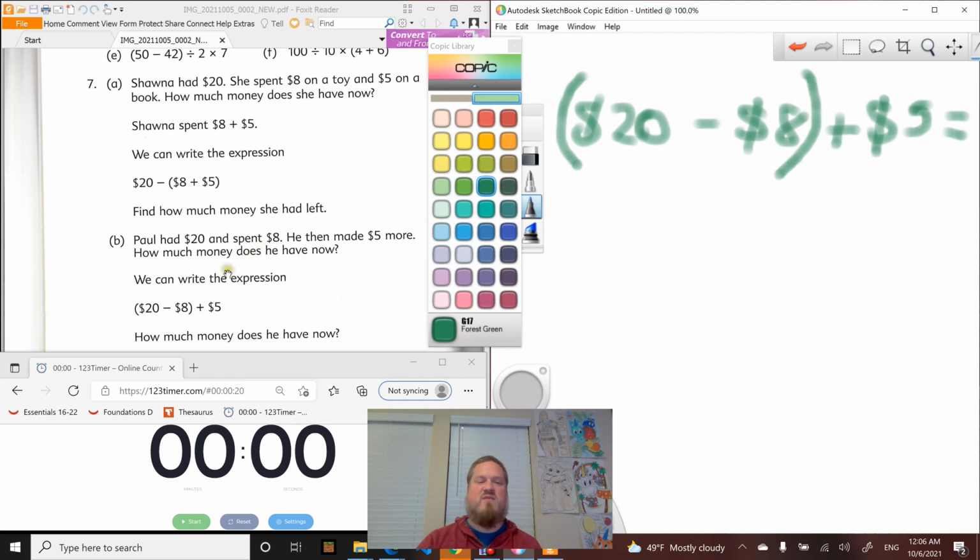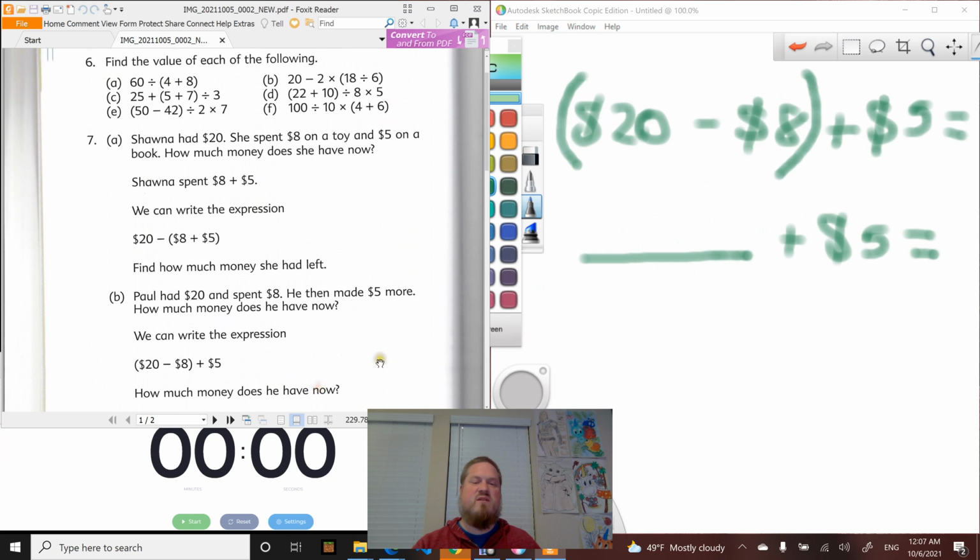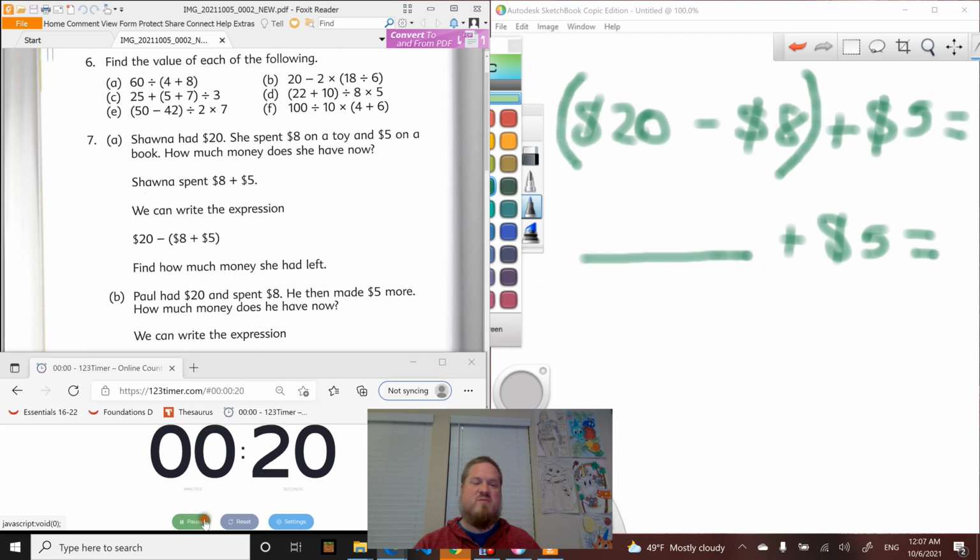So how much money does he have? Now we can write the expression like this. $20 that he started out with minus $8 that he spent. That gives him some new amount that we're going to put here. And that new amount of how much money he has at this point is then going to get added to the $5 that he made from some job, right? So the question is, how much money does he have now? All right, Perrin, here's your 20 seconds. On your marks, set, go.